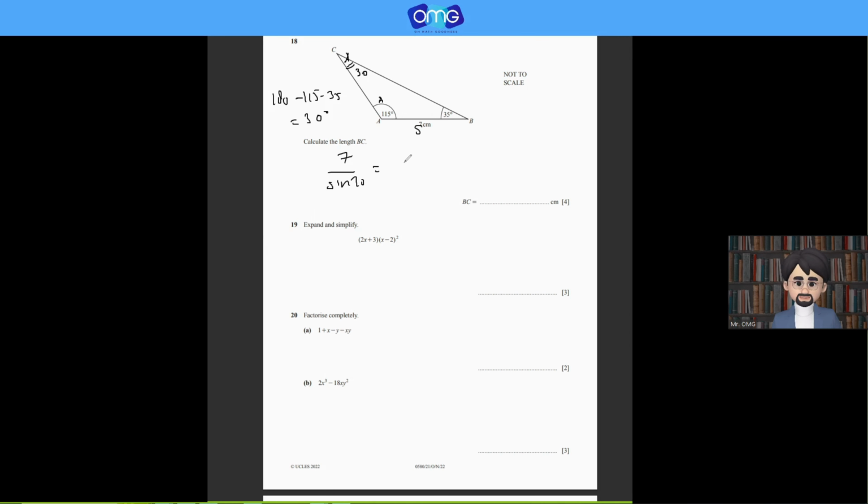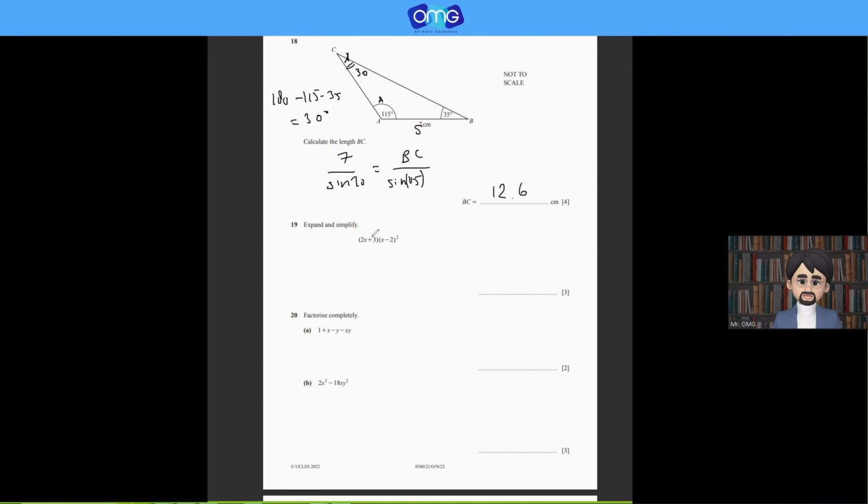This equals BC, which is the question, over sin 115, yeah. So to count this is sin 115, yeah, 14, yes. To solve this is simply 12.6 centimeters is the answer.